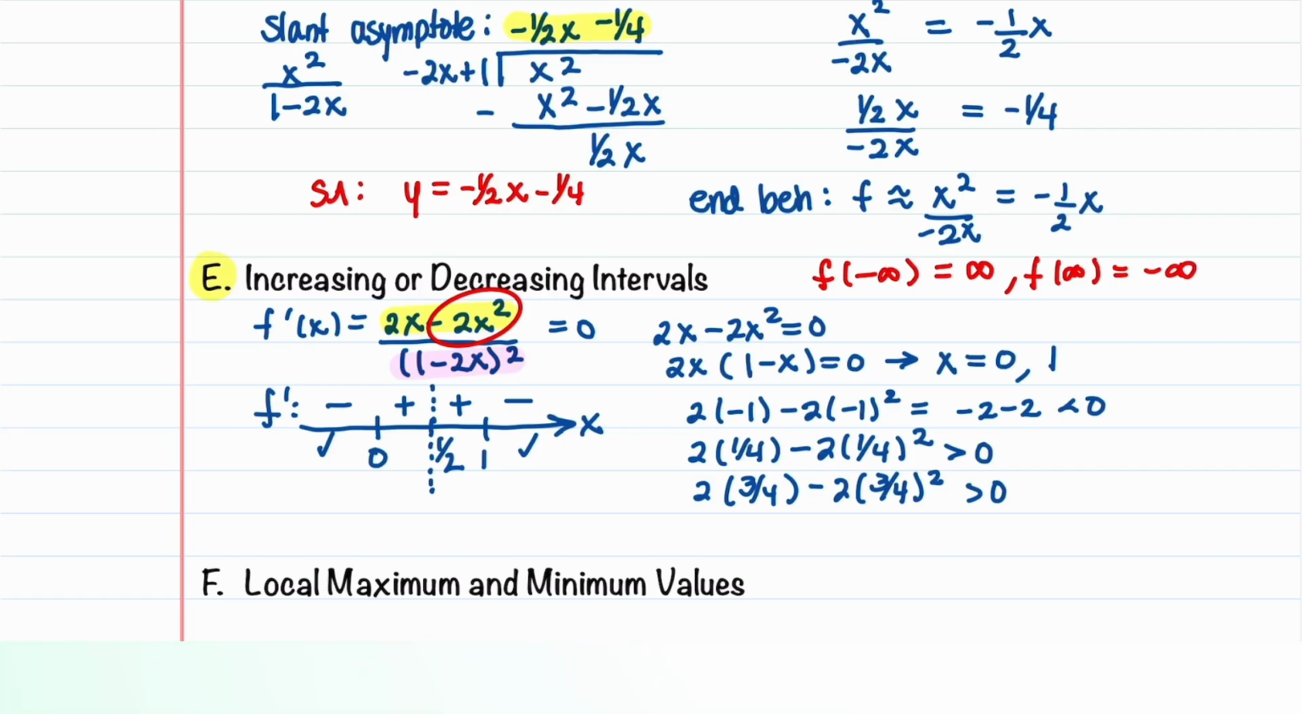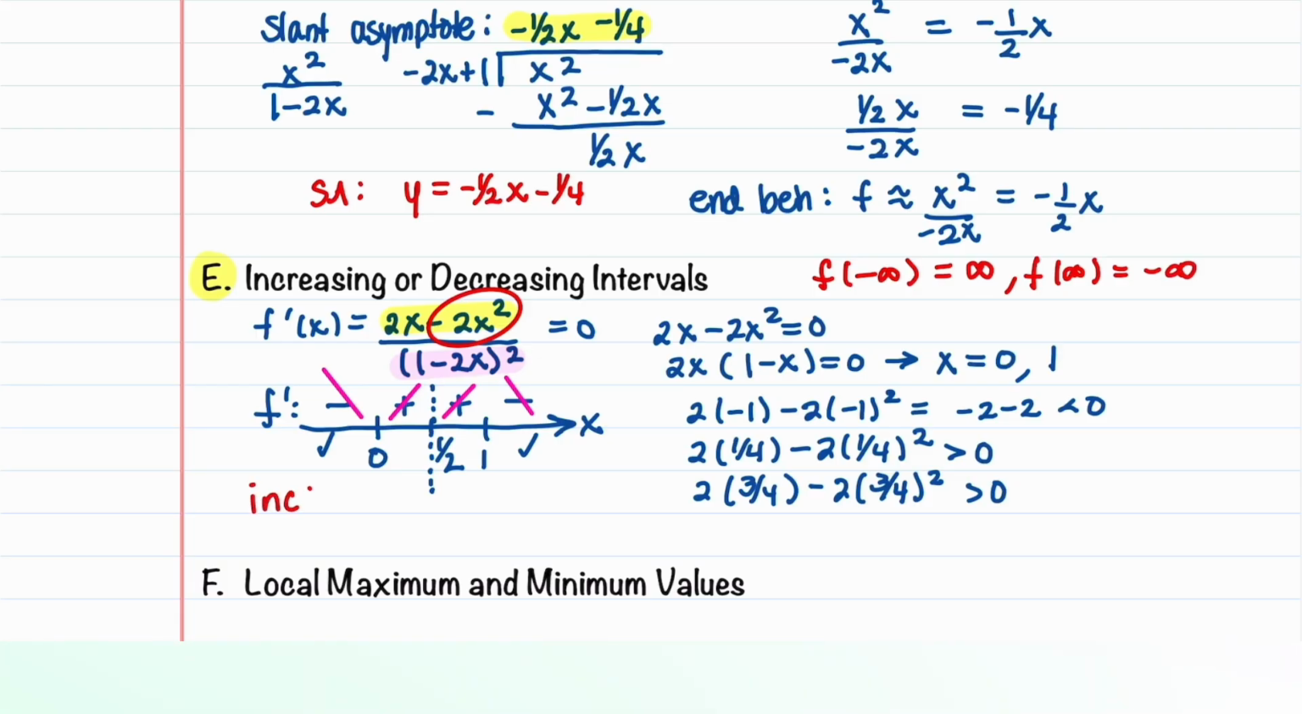That was pretty complicated, but we did it. Let's go ahead and put increasing and decreasing lines. Our function is decreasing here, increasing on each side of our vertical asymptote, and then decreasing here. Let's go ahead and write that down.